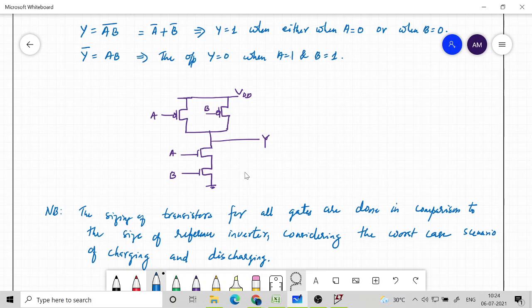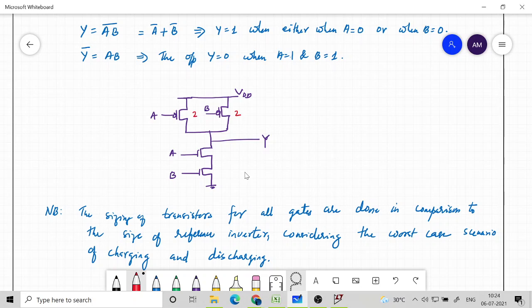Okay, so if you consider the worst case, by taking the worst case, we want the charging time to be same as that of the reference inverter. So the worst case is when only one of the transistors is turned on. So in order to make the charging time the same as that of the reference inverter, you have to give 2 here and 2 here. So that is how we size it.